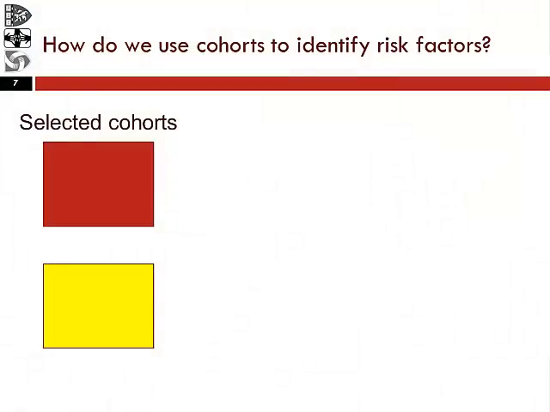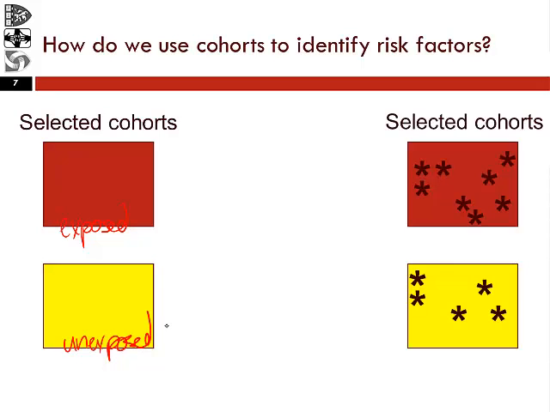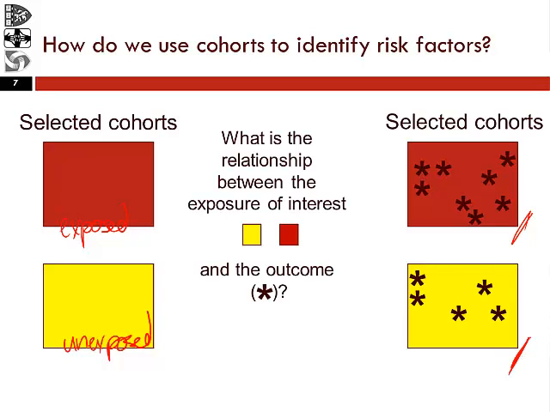Oftentimes with cohort studies, we'll have two different groups. We'll have an exposed group and an unexposed group. And I follow them and I look at who has the outcomes in the exposed group, who has the outcomes in the unexposed group, and I try to see if there is some relationship between the exposure and the outcome. So for cohort studies, I identify them based on the exposure, and then I look at who has the outcome and is it different between those who are exposed and those who are unexposed.